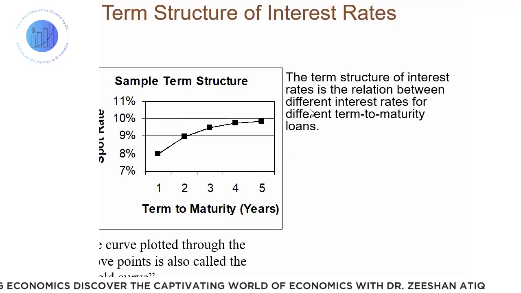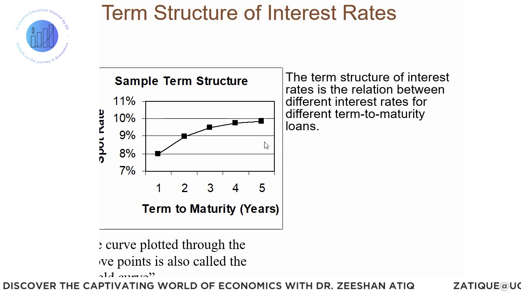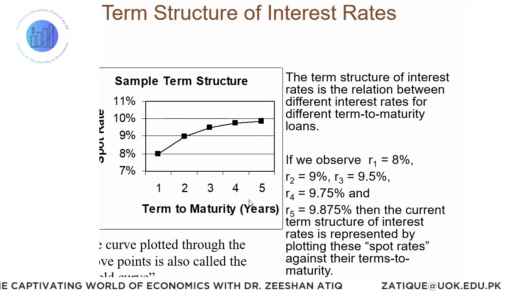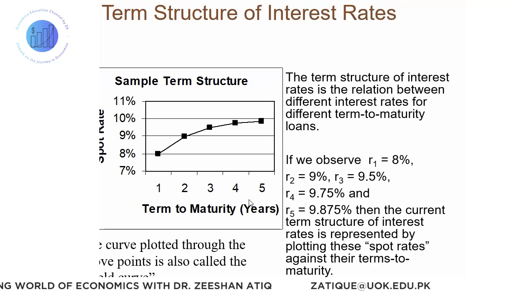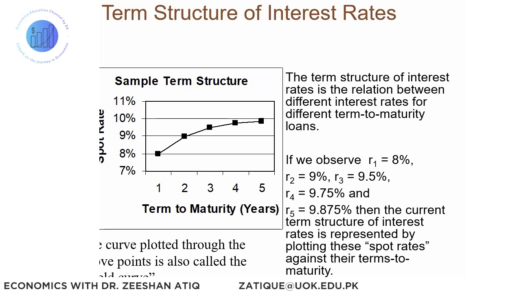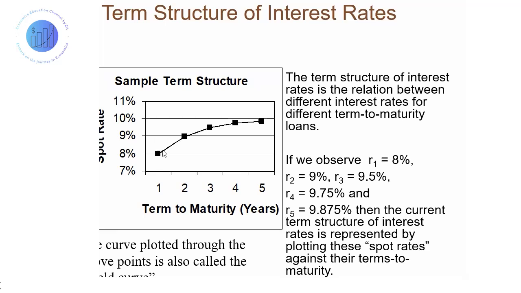So the term structure of the interest rate is the relation between the different interest rates for different terms to maturity of loans. If we observe 8, 9, 10, 11%, they are all showing the interest rates for the different kinds of periods. So this is called the term structure. And again, what is this term structure representing? It represents the relationship between the term to maturity and the interest rate, which is the yield on the bond.